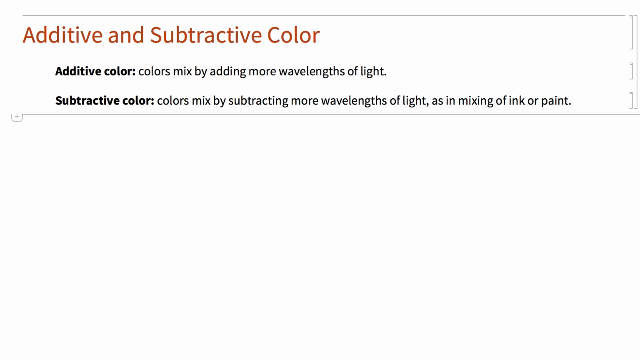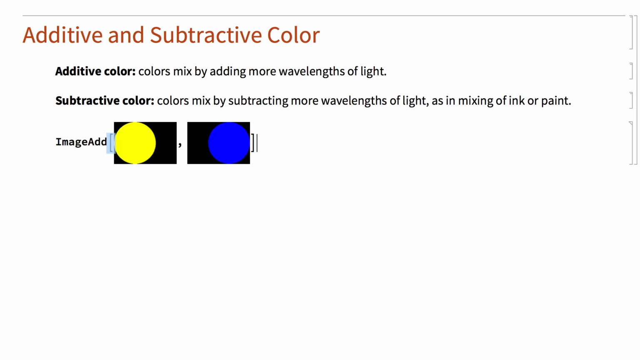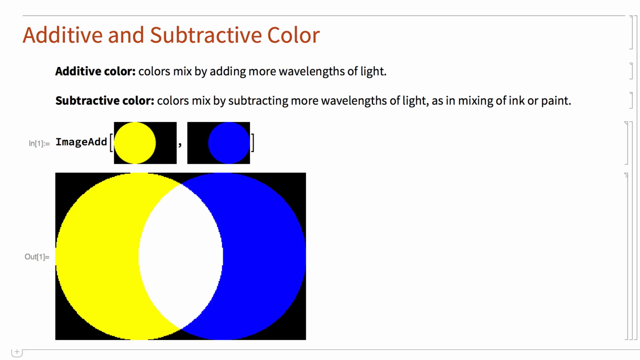The difference between subtractive and additive color shows up when the colors are combined. In an additive color model, like RGB, adding yellow and blue gives white. This works like adding two colors of light. The combination of yellow light and blue light gives white.